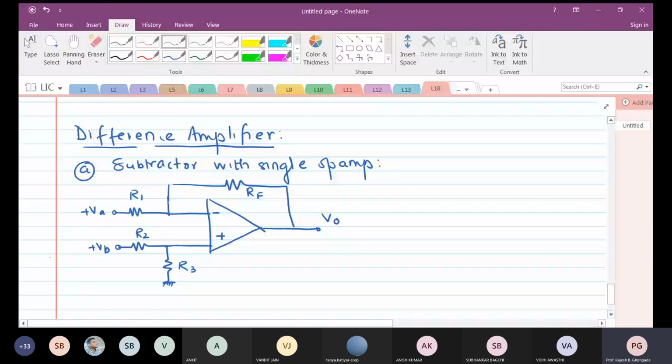I don't know why many books and even many websites online call this circuit a differential amplifier. Please don't get confused. The term differential amplifier is specifically used for the amplifier built using two transistors, a matched pair of transistors. Many websites and books call this a differential amplifier, whereas this should be called a difference amplifier. So don't get confused with these two words.